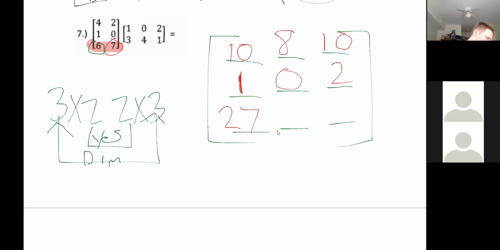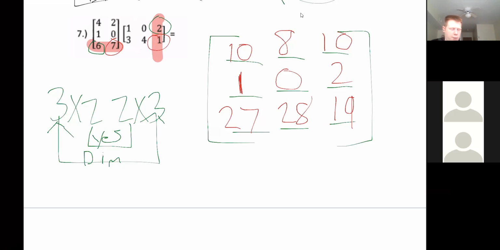Then we'll go to the middle column. It would be 6 times 0 plus 7 times 4. So that would just be 28. Then we just have to do the final column in the final row. So that'd be 6 times 2 plus 7 times 1. So if you plug that in or work that out, that should be 19.